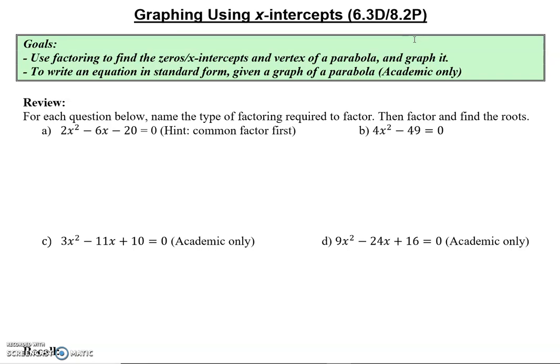This question says, for each question below, name the type of factoring required to factor, then factor and find the roots. Remember that roots is the same thing as saying solve. So the solutions or the roots, those are the same thing. So this first one says 2x squared minus 6x minus 20 equals 0. And we know that if we can common factor that, which we should always try to do first, we get x squared minus 3x minus 10 equals 0.